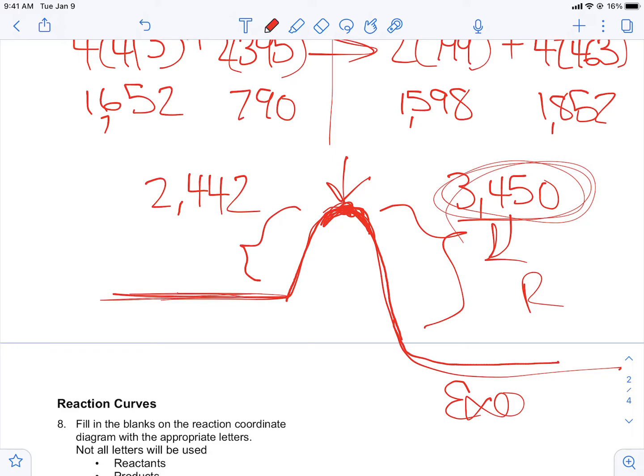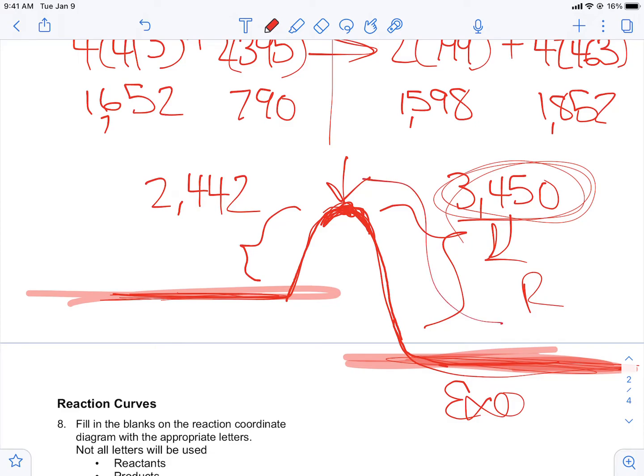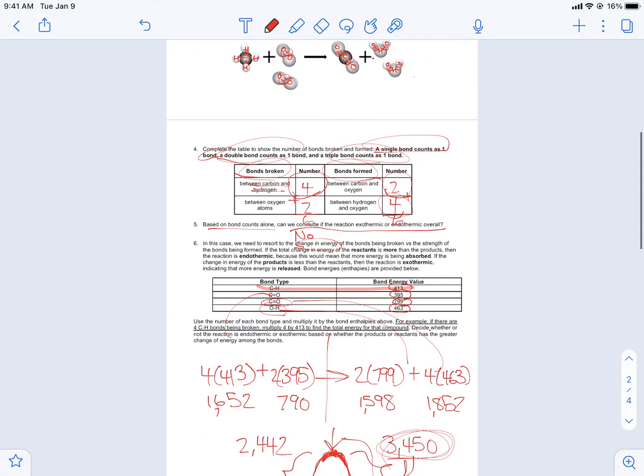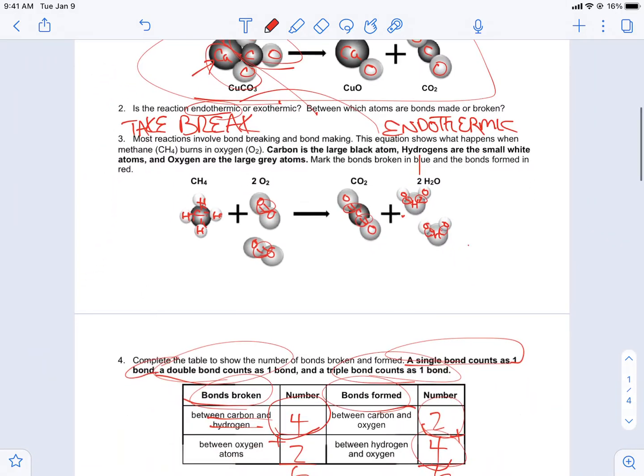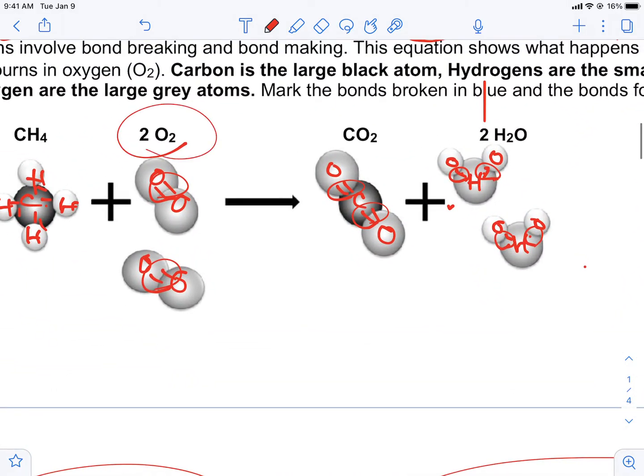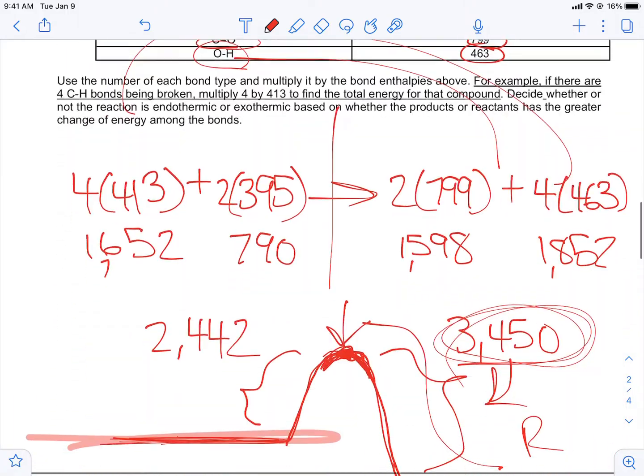This is what we started with. This is what we ended with. So this level is what you start with. This level is what you end with. If your ending level has changed more and it has gotten lower than where you started, you have released a net amount of energy, which makes it exothermic. That's fitting because if you look at the formula, this is a combustion reaction. You have O2, you have CO2, and you have H2O, which means you're lighting something on fire.